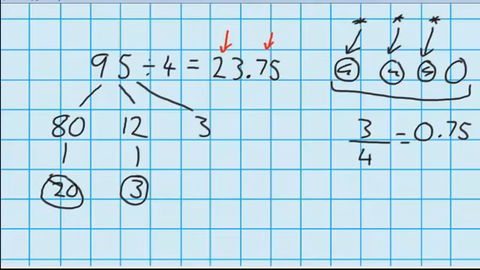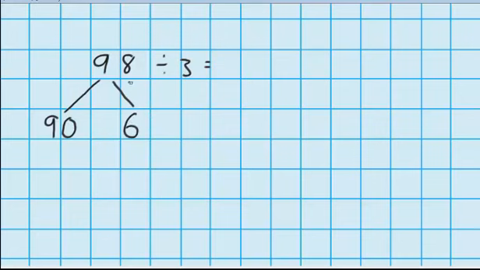Let's try another question. This time I've got 98 objects which I want to share between 3 groups. So I start the same way. I'm looking for a big tidy number which I can share out, a number which is on my 3 times tables. 30 is a little bit small, 60 is better, but better than both of those is 90. Now if I share out 90, I've got 8 objects left over, but I can't share out 8 evenly, so I'm thinking of a number which is on my 3 times tables and a little bit less than 8. Well, I could share out 6, which would mean I've then got 2 more left to share out.